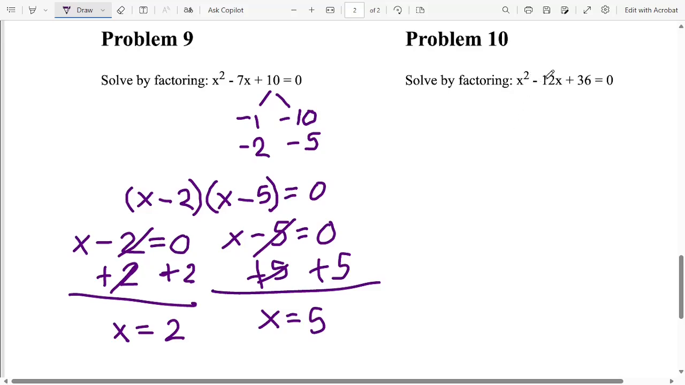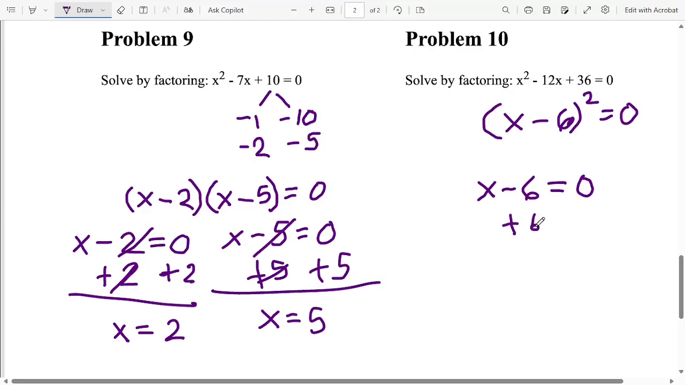Last one, we're solving x squared minus 12x plus 36 equals 0. This is a perfect square trinomial. We'll factor into x minus 6 squared, or x minus 6 times x minus 6. So that's only one unique solution. We're not going to set x minus 6 equal to 0 twice. So we'll just set x minus 6 equal to 0 once. We'll add 6 to both sides. And these will cancel, and we'll get x equals 6 as our solution.